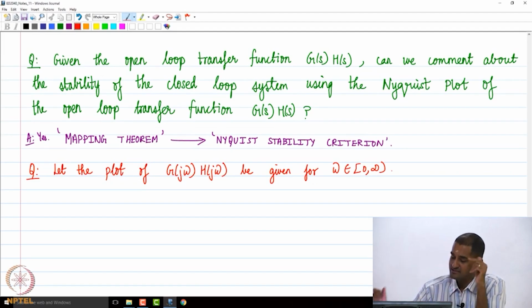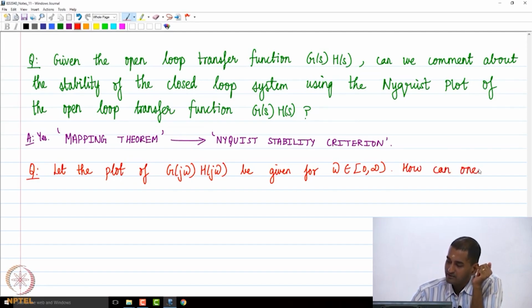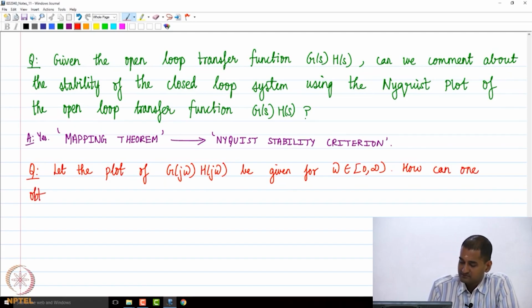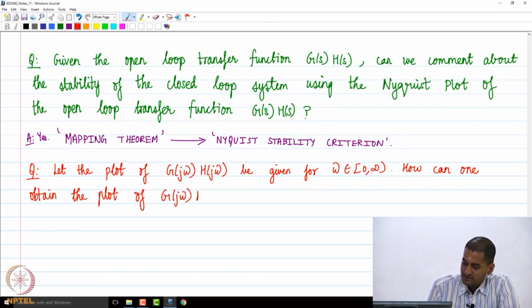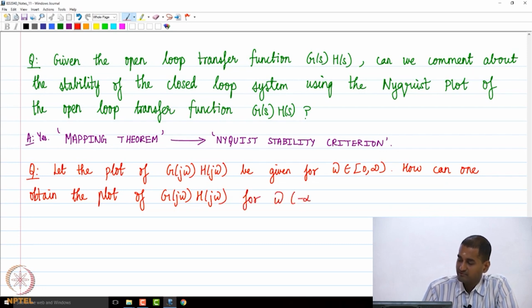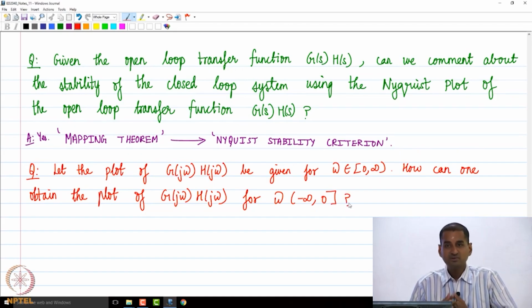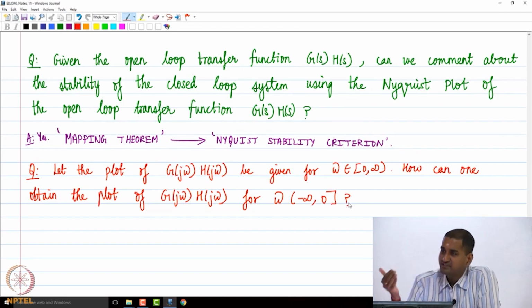So if that is the case, how can one obtain the plot of G(j omega) H(j omega) for omega between minus infinity to 0? Okay. The Nyquist plot, by definition, is a plot of any transfer function by substituting s equals j omega, and you plot from omega going from 0 to infinity. That is the definition.